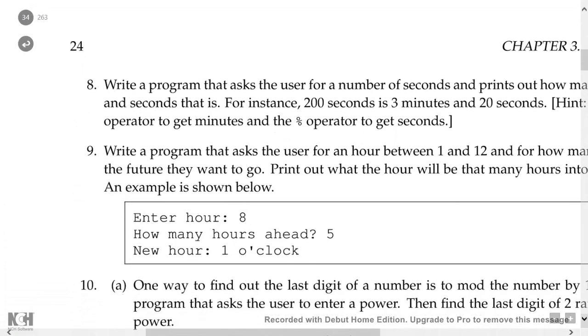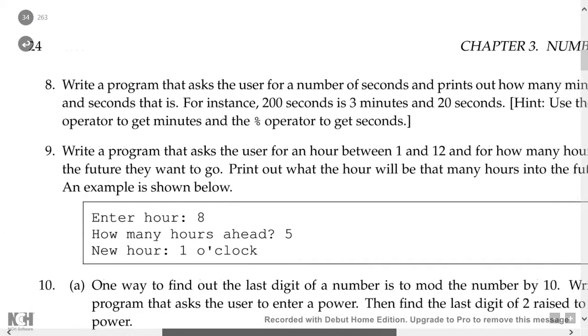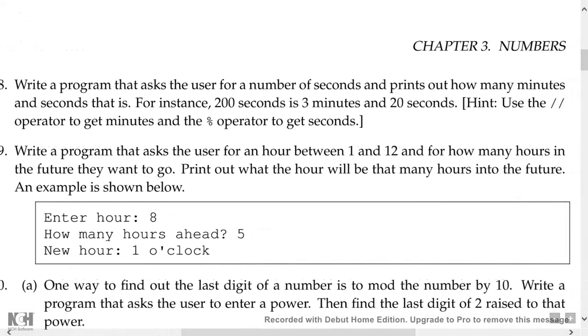Okay, I haven't yet read it through. I'm about to though. We have to write a program that asks the user for a number of seconds and prints out how many minutes and seconds that is. For instance, 200 seconds is 3 minutes and 20 seconds. Hint: use the integer division operator to get minutes and the modulus operator to get seconds.